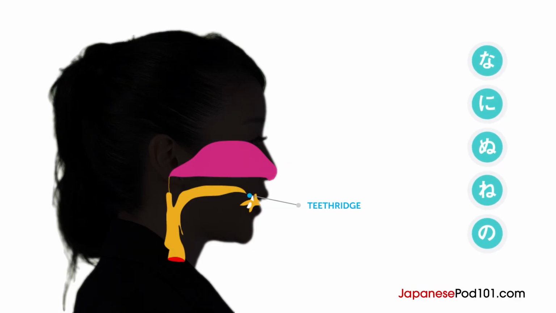Next up is the N row. Na, ni, nu, ne, no. Place the tip of your tongue on your teeth ridge and pronounce the n like in English. Put the front edge of the tongue between the back of the teeth and the teeth ridge. It's also nasal. You know you're making a nasal sound when you feel your voice vibrating up through your nose.